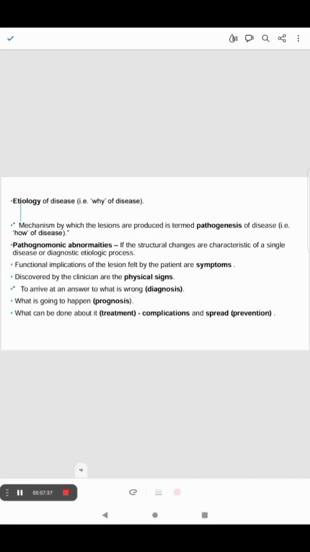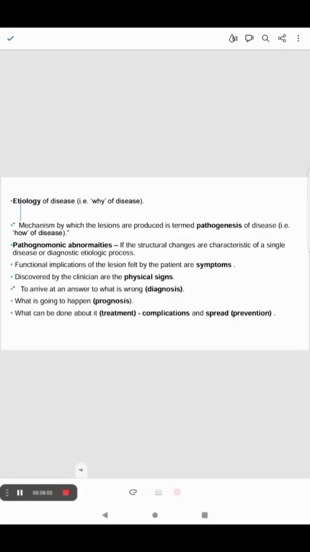What is going to happen? That is prognosis, the final outcome. The next terminology is prognosis. The final outcome of the disease is prognosis. The disease is diagnosed now, and you either treat the disease or you do not treat it. What is going to happen? The final end result, if you treat or if you do not treat, that is the prognosis.